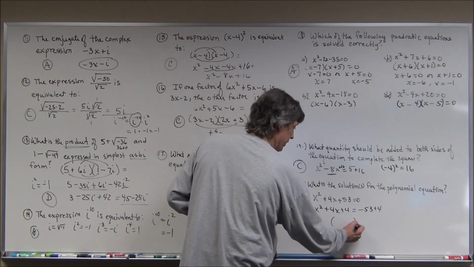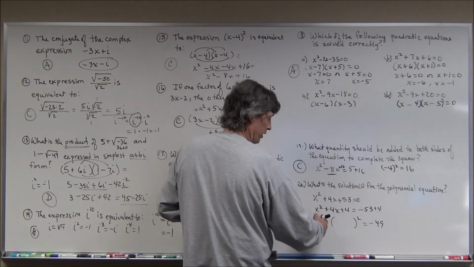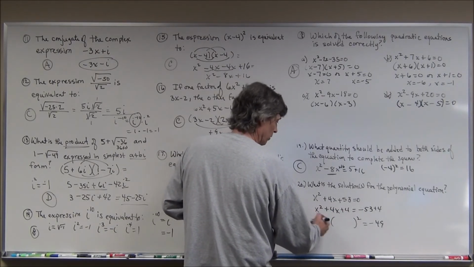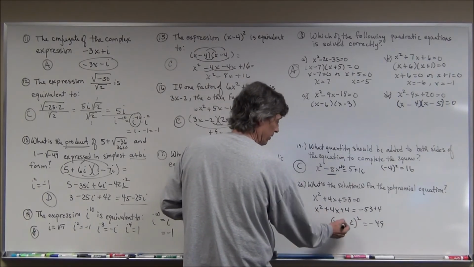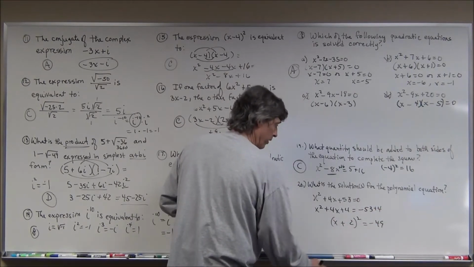And I get the quantity. This is a perfect square trinomial, so it can be written as a binomial squared. That's what a perfect square trinomial means. So it's an x, and 2 times 2 is 4, and I need a plus 4x in the middle, so a plus right here. Negative 53 and 4 is negative 49.